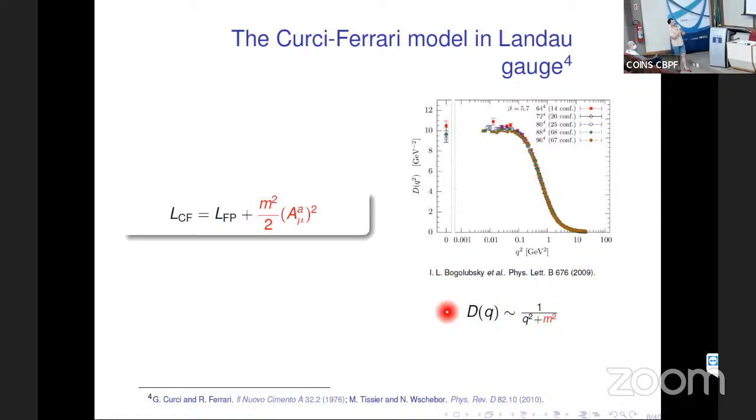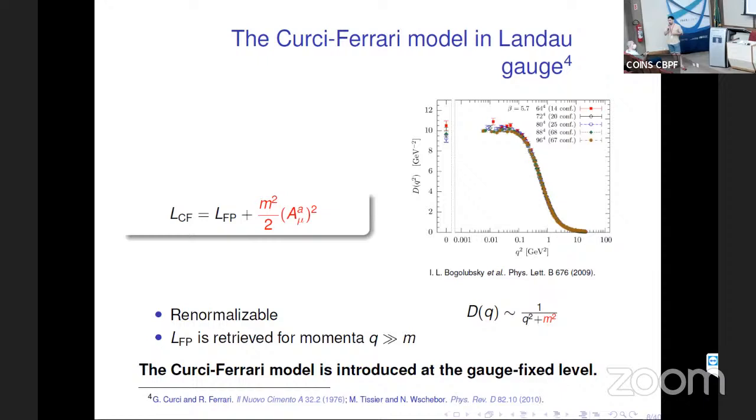So it is consistent with a massive term for the gluon. So the idea is simply to add a massive term for the gluon to the standard Faddeev-Popov Lagrangian. This is the idea. Now, this model is renormalizable. And a nice feature of this model is that the Faddeev-Popov Lagrangian is retrieved for momenta much larger than the gluon mass. This is saying the UV, and this is good because we know that Faddeev-Popov works well in the UV.